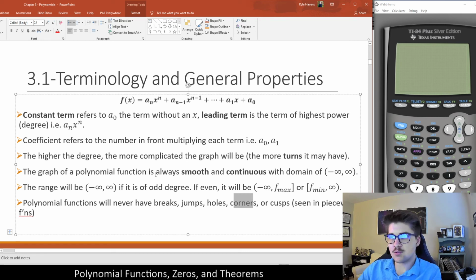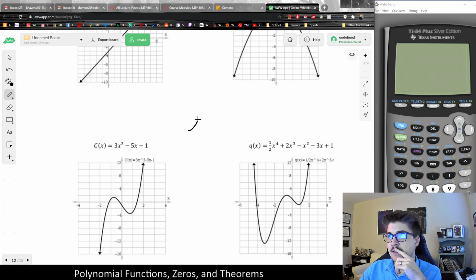A cusp would be sort of similar. It would look something like this, where it goes up to a sharp point and falls back downward. But anyways, there's all sorts of graphical behavior that could happen. Polynomials are never going to have sharp corners or cusps, and they're never going to have breaks or holes. So they're always going to have that smooth, continuous shape.